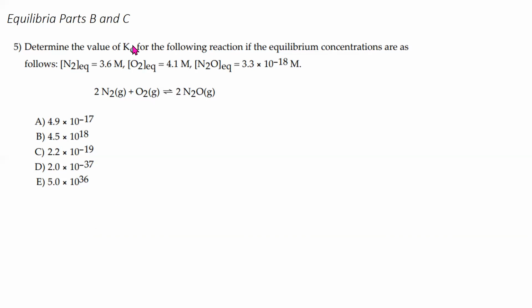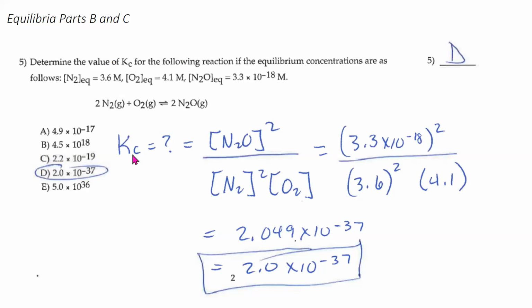Now in question 5, they want us to determine the K value, and they've given us the equilibrium values for the concentrations. So if I'm looking for the K, I'm writing my K expression. My products, the N2O squared, because I've got to pull out that 2 in front, products over reactants, so the N2 raised to the 2 times the oxygen. So there's our expression.